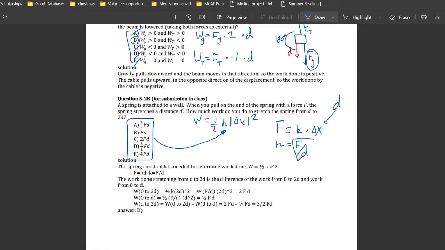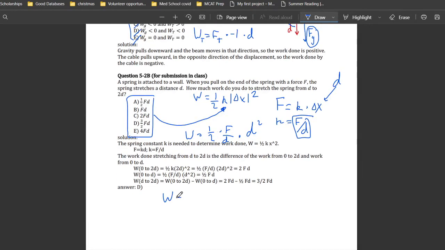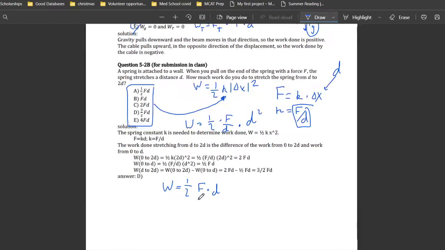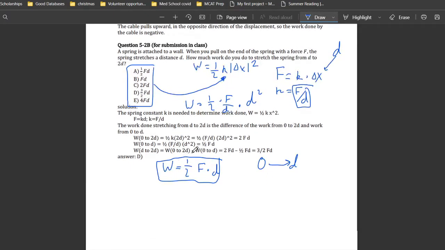But we can now substitute this into the work equation, and we have the equation work is equal to 1/2 times the force divided by displacement times displacement squared. And when we simplify, I'm going to come down here. Work is equal to 1/2 force times displacement, because displacement squared divided by displacement cancels out to just 1 d unit. So this would be for the work done going from 0 to distance d. And that's because the delta x is distance d, so d minus 0 equals d. And that is how we got this first part.